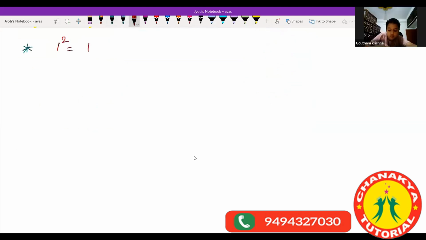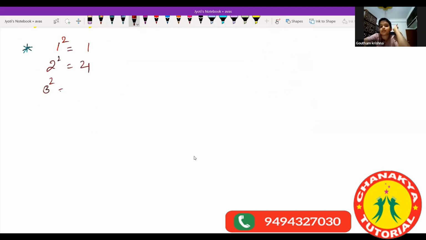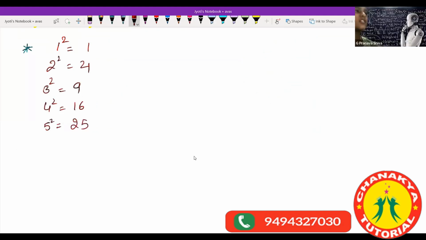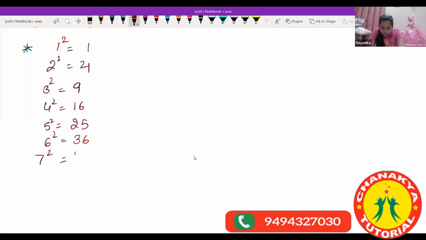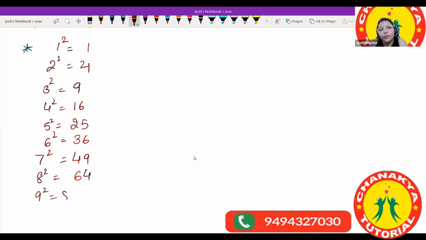What is 1 square? 1. 2 square? 4. 3 square? 9. 4 square? 16. 5 square? 25. 6 square? 36. 7 square? 49. 8 square? 64. 9 square? 81.